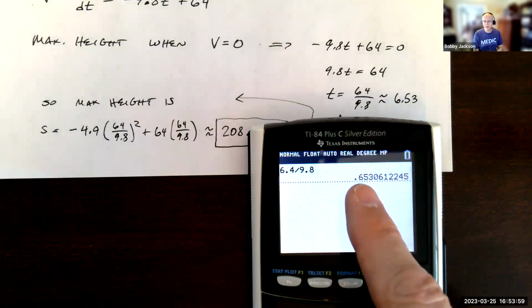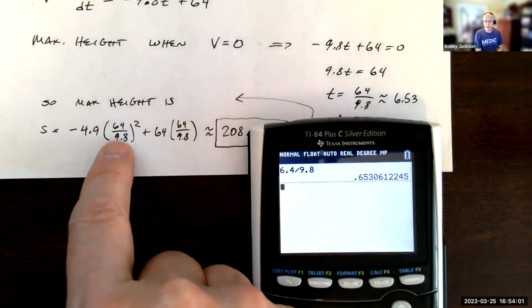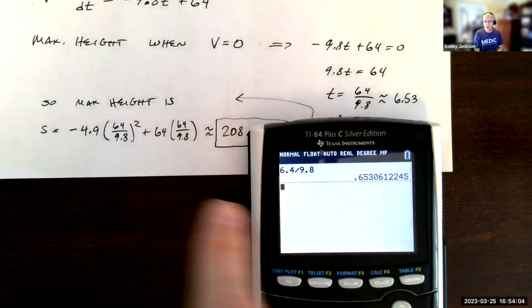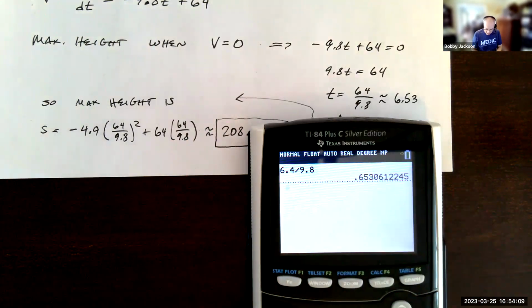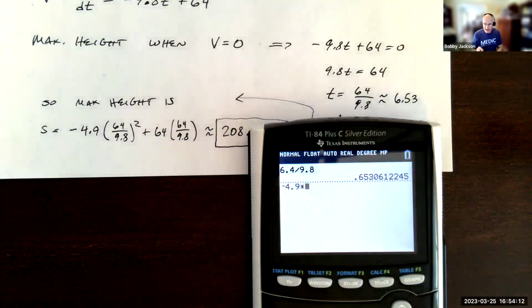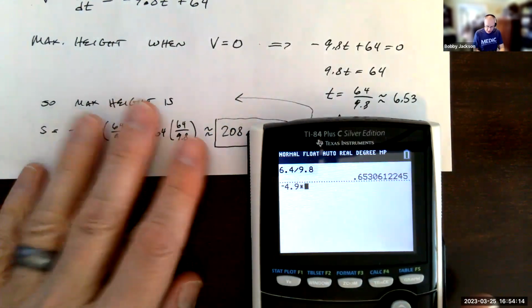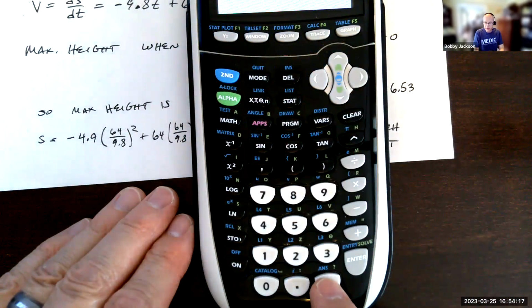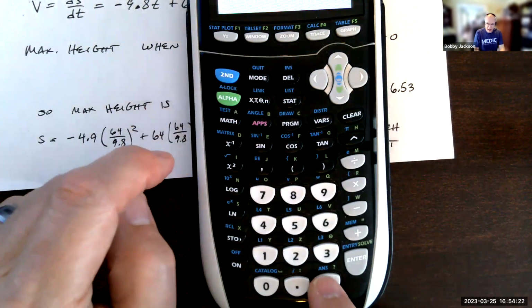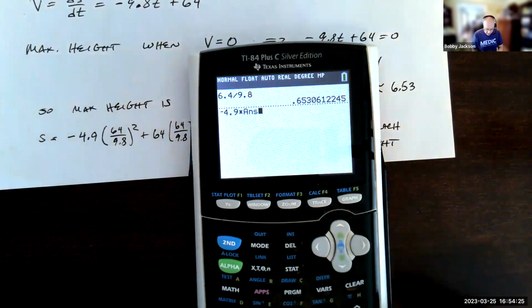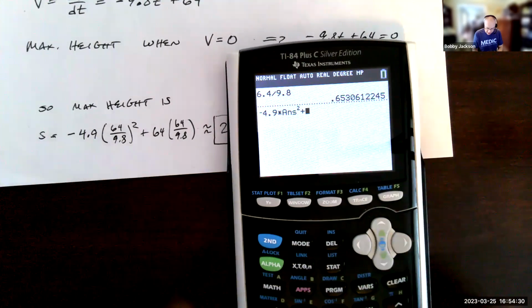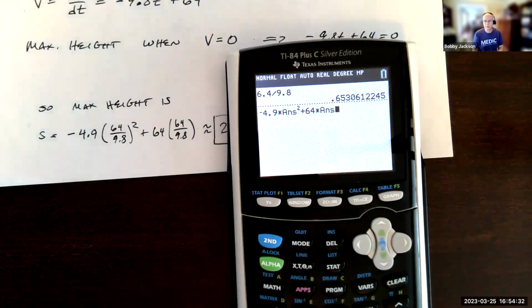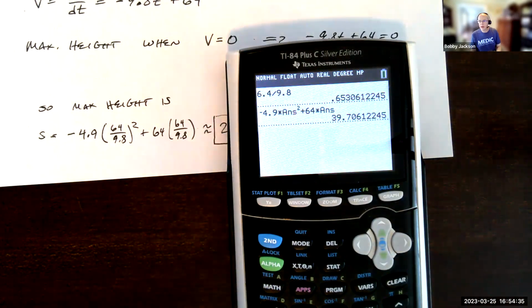But so you don't have any round off error, notice how I put it in here as the exact value. So I would just use the answer key in the calculator. In other words, this is stored into the answer. So I'm going to do negative 4.9 times answer squared. Remember, the answer is the little blue key right above the little negative sign. So I hit second answer, squared. So square that, plus 64 times answer. And that's going to give me my height.